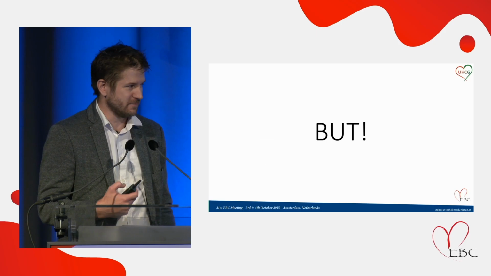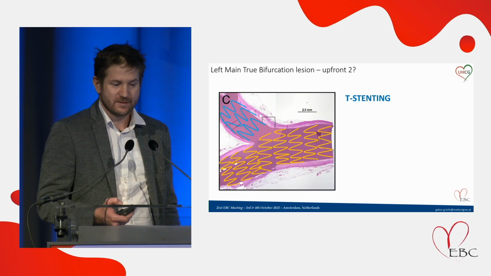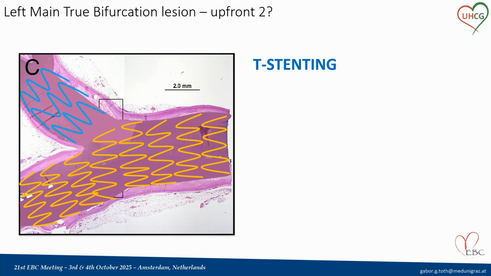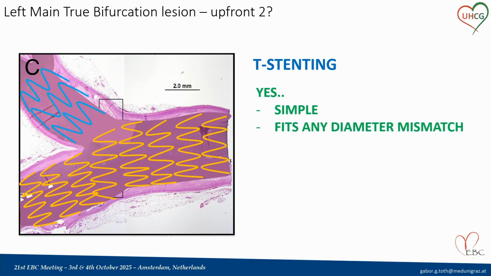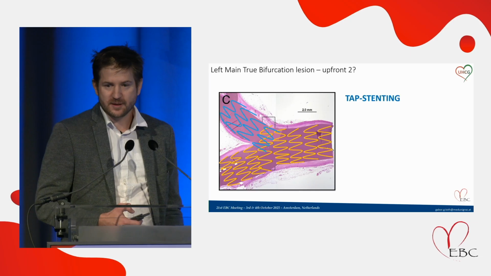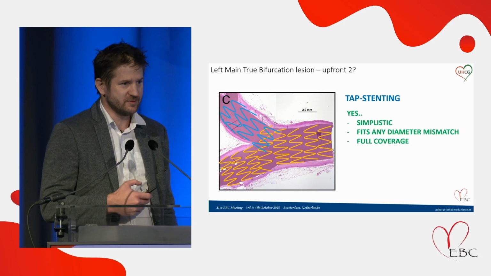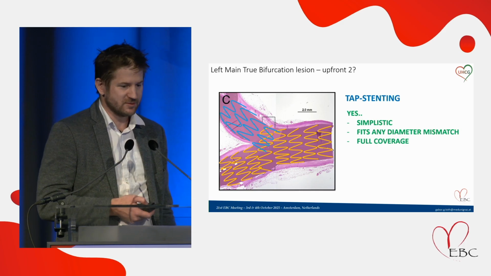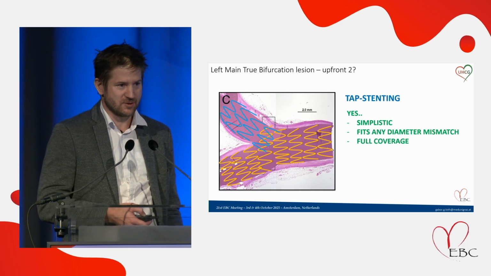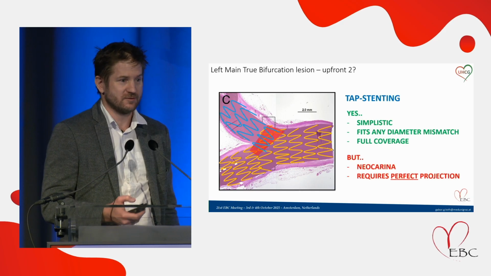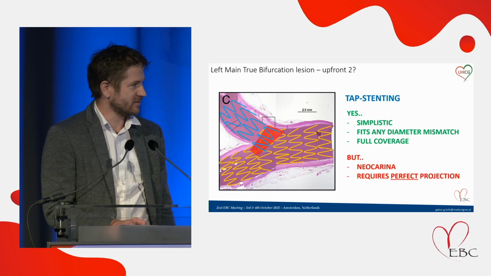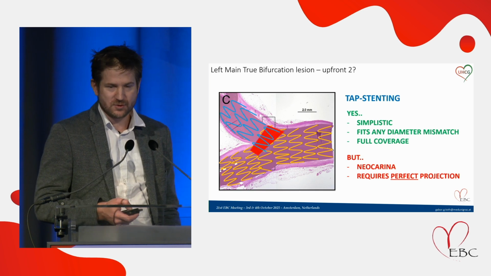But we have to understand that if you want to go for 2 stents, there are always some drawbacks of these techniques. We have a whole portfolio of double stent techniques, but all have pros and all have cons. These stent techniques sound very simple. You can say it fits all diameters and mismatches, but we have to admit it leaves a gap which is not scaffolded. We can go for TAP stenting. It sounds simplistic, though it's not that simple as we think. It might fit all diameter mismatches and provide full coverage, but it results in a neocarina. And as we discussed yesterday, it requires a perfect projection, which is not always the case.